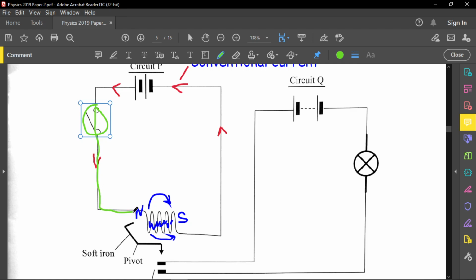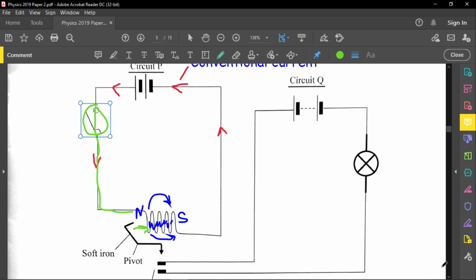And if current is flowing through that, then this will magnetize because of the flow of current through it, because they create a magnetic field. And so the soft iron will go inwards, inside of the solenoid, because it will be attracted, the metal iron core. So once that magnetic field is created, the iron will go inside of the solenoid.